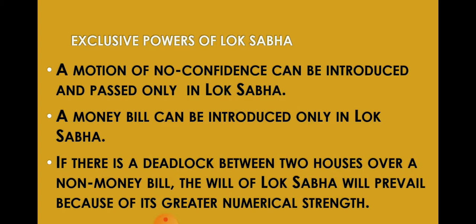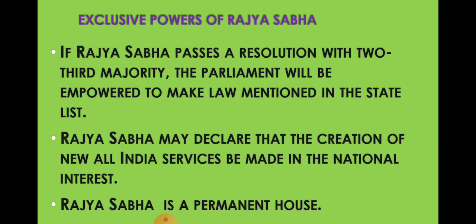The next topic is the exclusive powers of Rajya Sabha. Like Lok Sabha, the Rajya Sabha has some exclusive powers. The first exclusive power of Rajya Sabha: if Rajya Sabha passes a resolution with a two-thirds majority, the parliament will be empowered to make law mentioned in the state list.